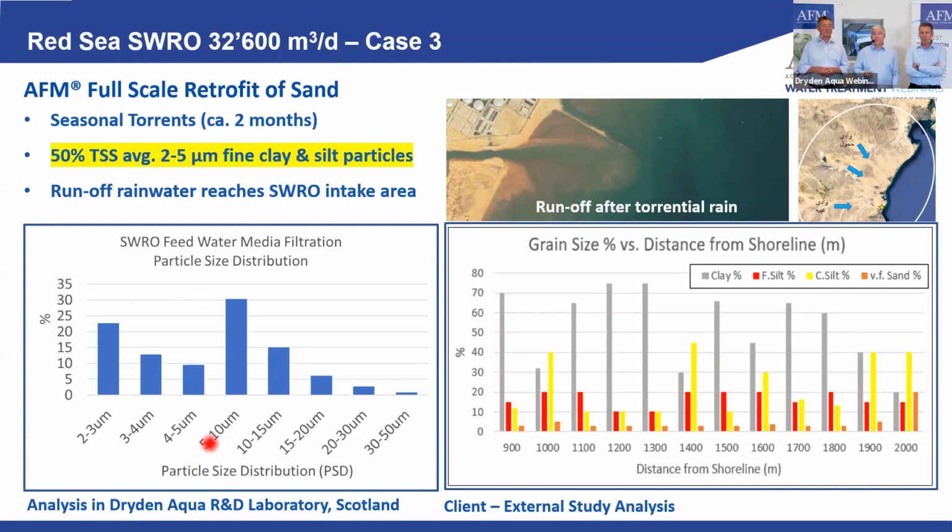And the problem is during the torrent season, runoff water, you can see here the pictures, they get a lot of clay into it. So it's even more smaller particles. It's coming from the desert, yeah? Yes, that's coming from the desert. So it washes it, and that's the intake of the system.